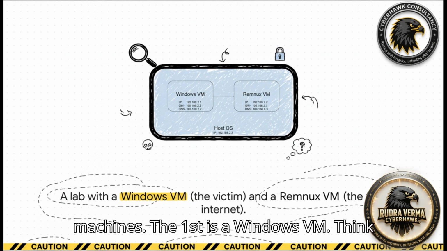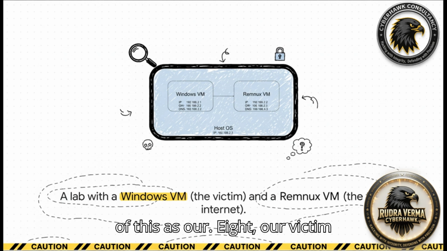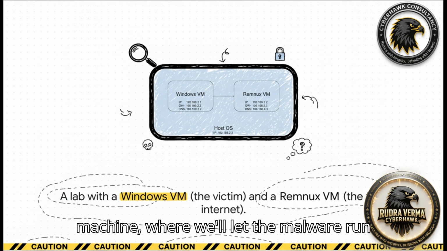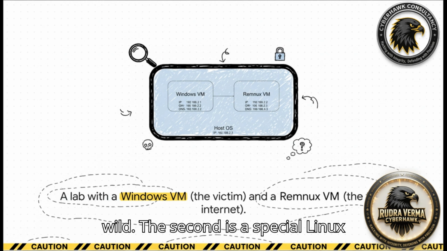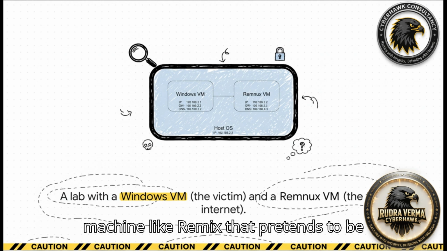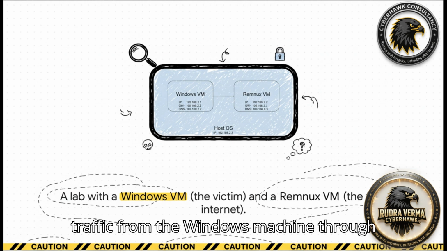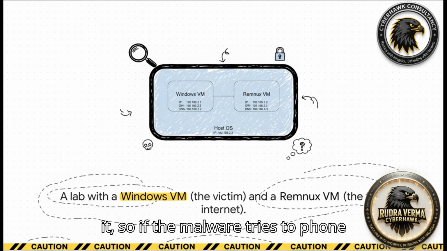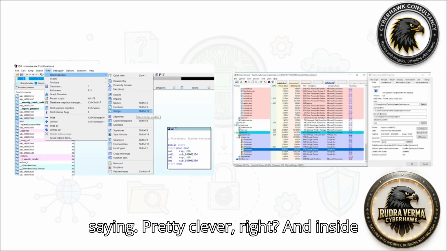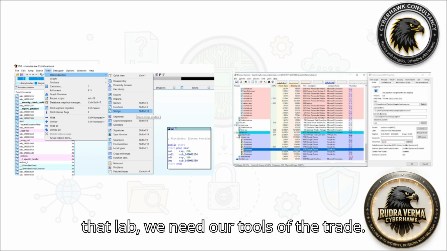The first is a Windows VM. Think of this as our bait, our victim machine, where we'll let the malware run wild. The second is a special Linux machine, like Remnux, that pretends to be the internet. We funnel all the network traffic from the Windows machine through it, so if the malware tries to phone home, we can see exactly what it's saying. Pretty clever, right? And inside that lab, we need our tools of the trade.